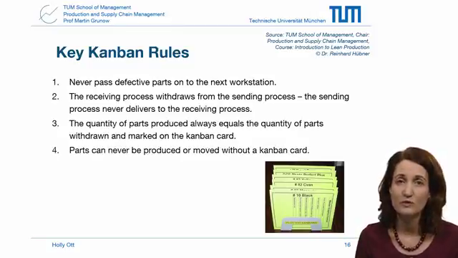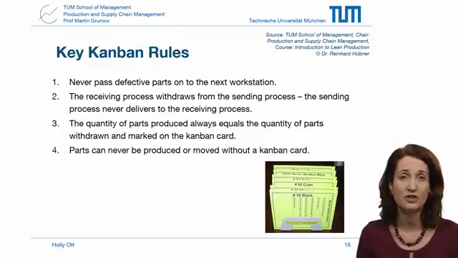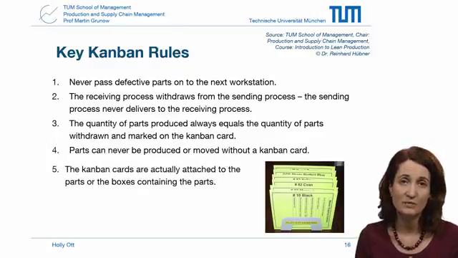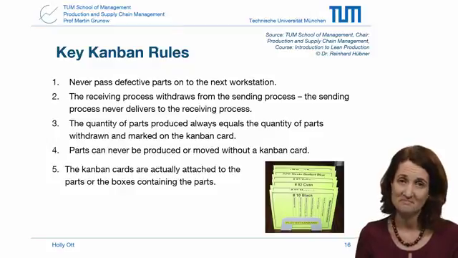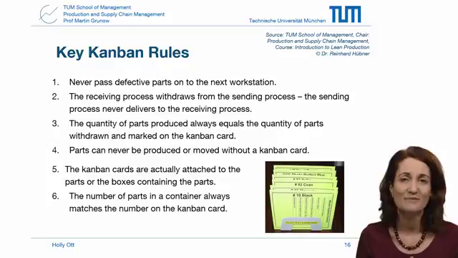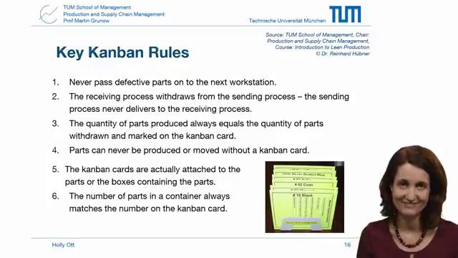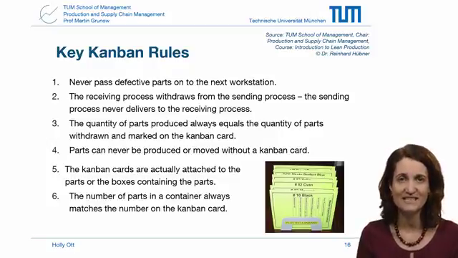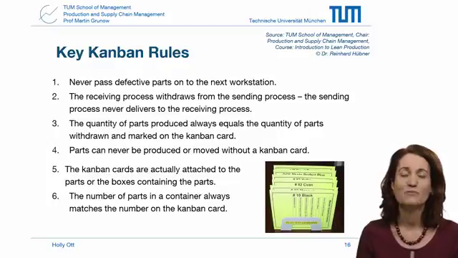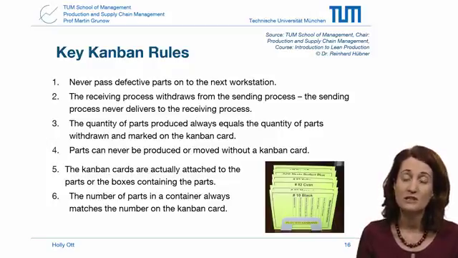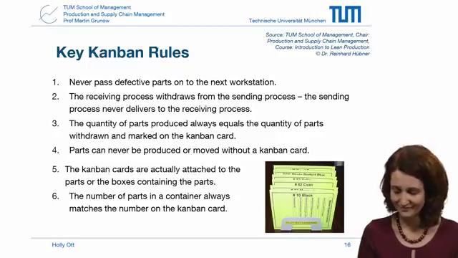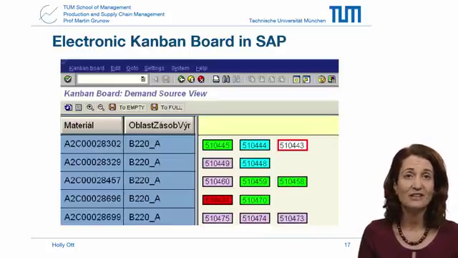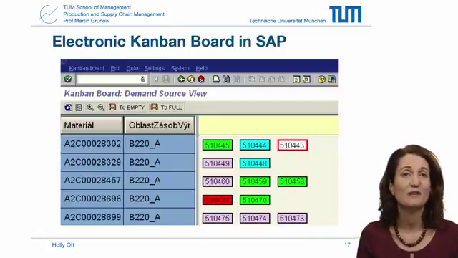Parts can never be produced or moved without a Kanban card. Again, pull, authorization. The Kanban cards are actually attached to the parts or boxes containing the parts, and the number of parts in a container always matches the number on the Kanban card. So again, this might not be exactly the rules that fit your Kanban system, but we're re-emphasizing the important role of the Kanban to control the material flow according to pull and to control the inventory in the process. Now, of course, today there are electronic Kanbans or e-Kanbans, and this is an example from SAP.